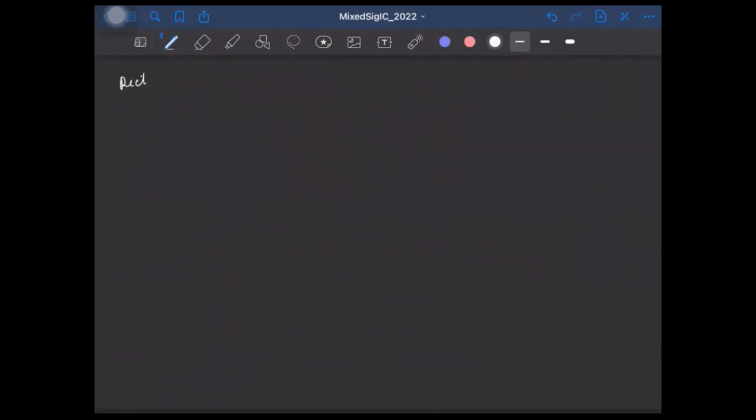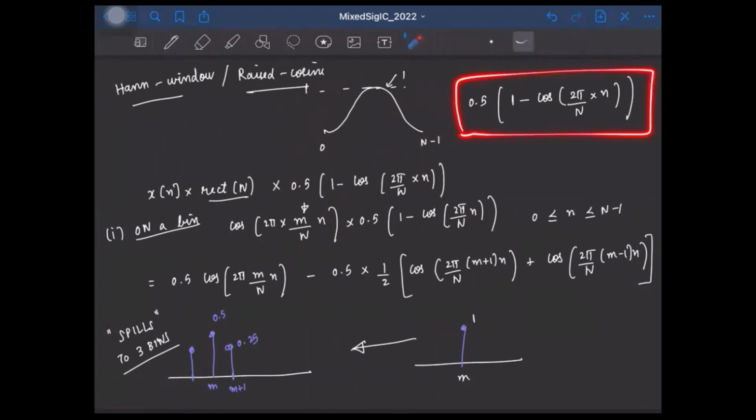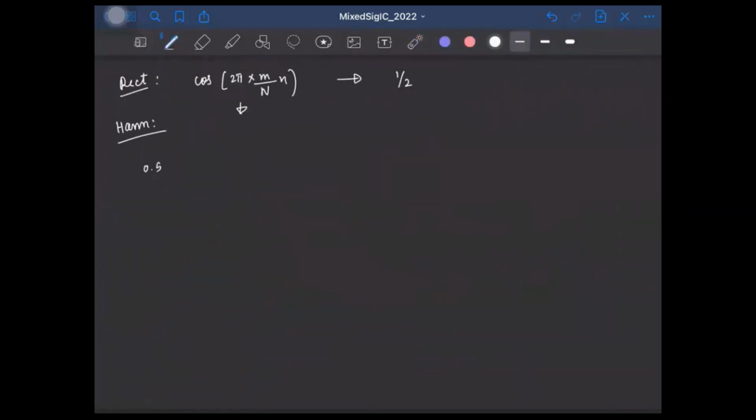With the rectangular window, we had a signal of the form cos 2 pi times m by N times n. What is the power? It is half, right? And with a Hann window, when we have a similar signal, what happens? We multiply it with this function, and we end up with 3 sinusoids like this, right? So let me just mention the frequency of the sinusoids. The first frequency is 2 pi times m by N, and the amplitude is 0.5, right? So I have a sinusoid with an amplitude 0.5 and a frequency of what?